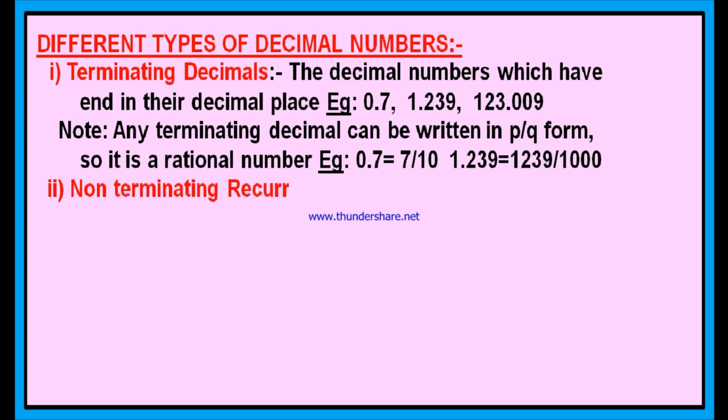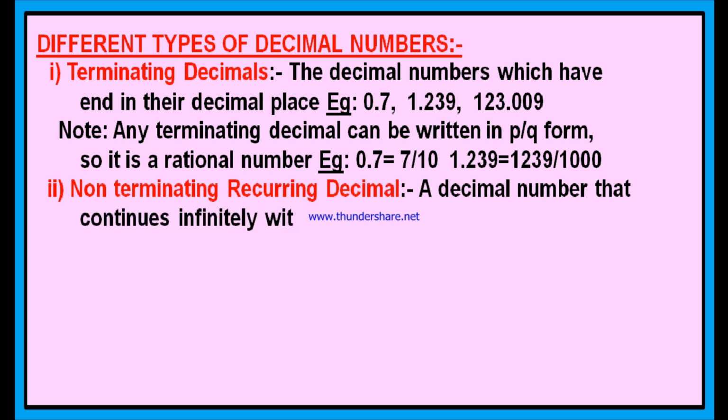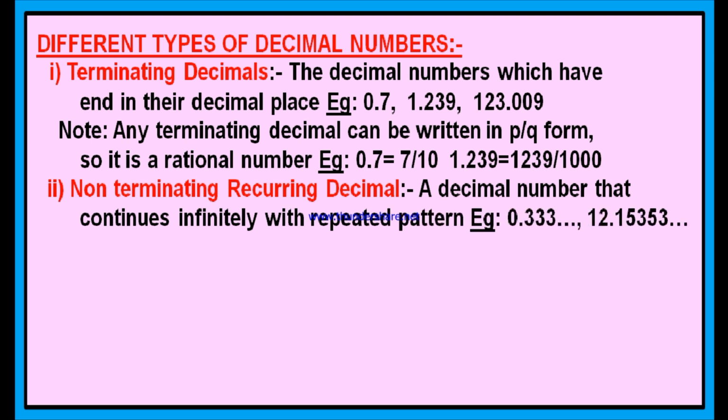And the second type is non-terminating recurring decimal. Non-terminating, the name itself indicates, means it has no end. The decimal number that continues infinitely with a repeated pattern is called a recurring decimal. Recurring decimal means repeated pattern. A recurring decimal can also be called a repeating decimal. Non-terminating repeating decimal or non-terminating recurring decimal, both are the same. A decimal number that continues infinitely with a repeated pattern.